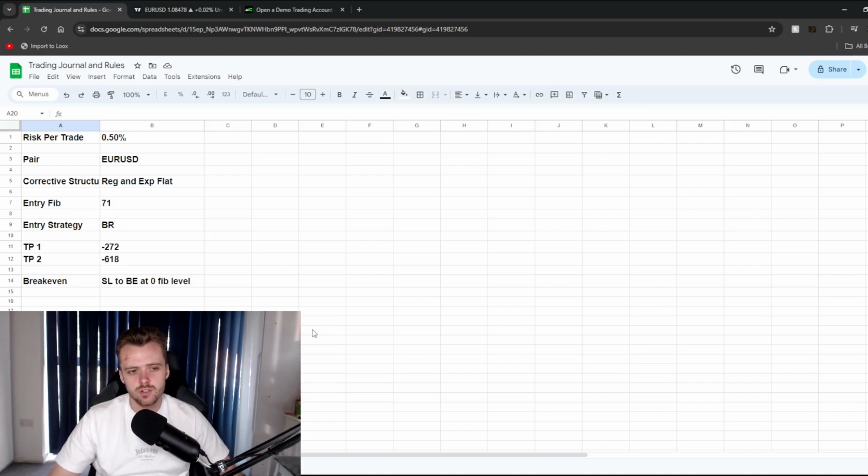The corrective structures I'll be using are regular and expanding flats. And you probably don't know what that is as you're not in the community, but that's what they're called. That's what we're looking for to enter. Also, I'll be entering only at the 71% Fibonacci level.